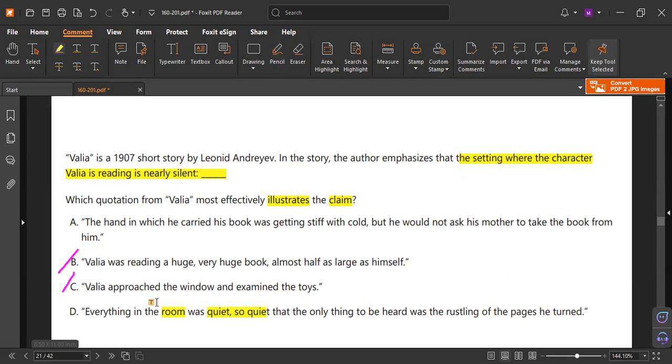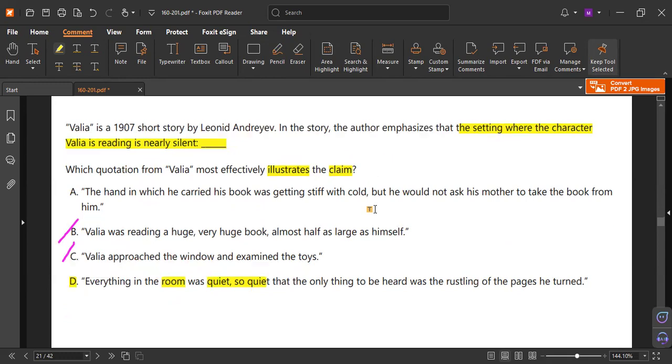Letter B and C didn't mention the place exactly. For example, letter C tells you where, but it does not emphasize the silence. Valia approaches the window. We know where, but where is the silence? Here we need both: setting where someone is reading in nearly silent. That's why letter D covers the whole point. So be careful about half of that.